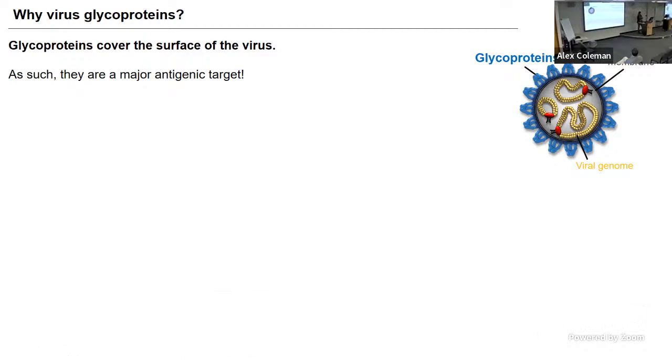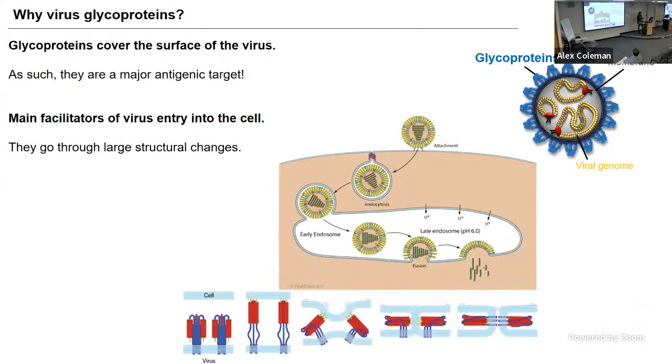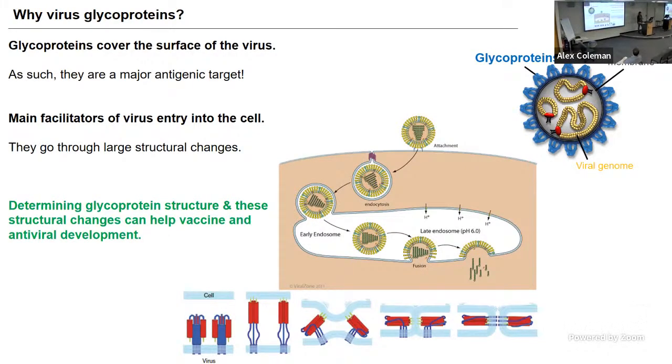Right, so I work on the viral glycoproteins. These glycoproteins cover the virus surface, and as such they're a major antigenic target, like the SARS-2 virus glycoprotein, which is quite big and has had lots of structures determined. This protein is the main facilitator of virus entry into the host cells, and entry can be one of the biggest barriers to a virus having a successful infection. Through this, the glycoproteins go through a large array of structural changes. So determining the glycoprotein structure can help us with vaccine and antiviral development.